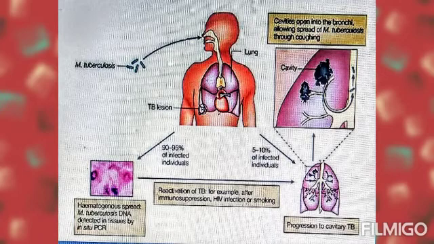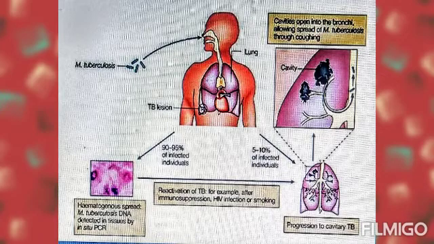Now, in this diagram, we can see the Mycobacterium tuberculosis bacilli entering the nostrils through inhalation, and it then goes into the lungs and causes a TB lesion at the base of the lung. In 90 to 95% of infected individuals, it is spread through the hematogenous route, that is the blood route. Mycobacterium tuberculosis DNA detected in tissues is by in situ PCR.